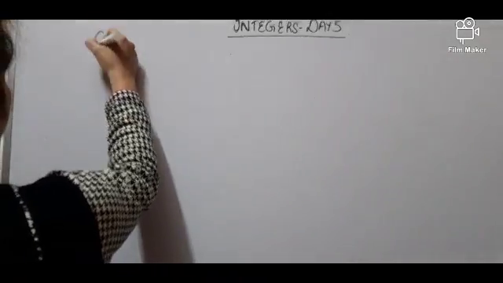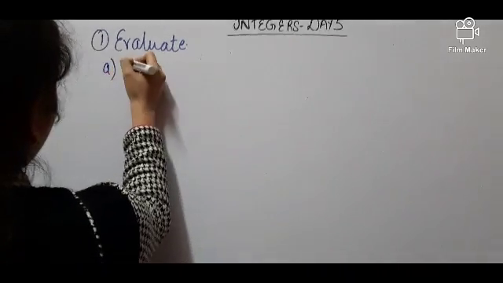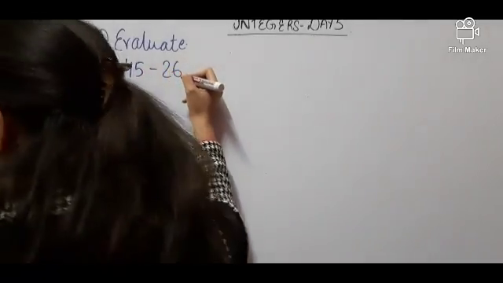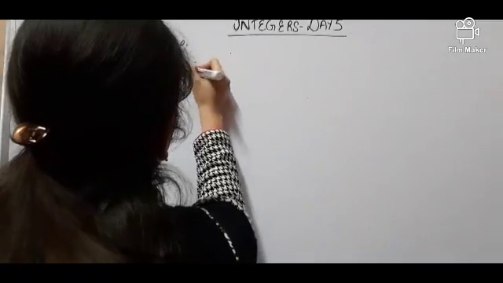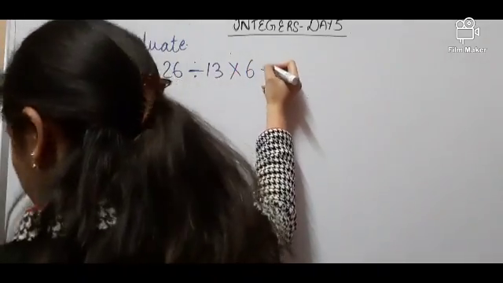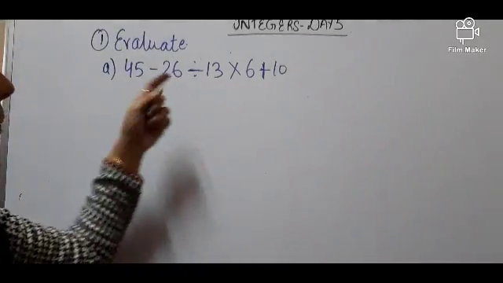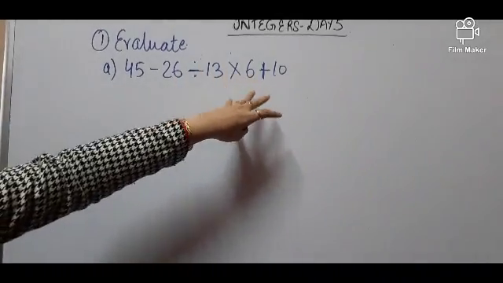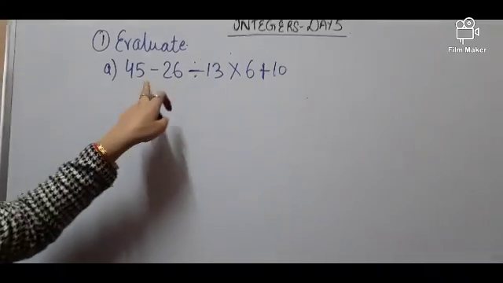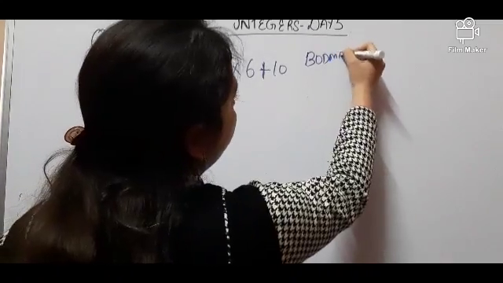First we will do evaluation. We have discussed so many evaluation questions in 4 days. So when you get a question from an IIT book, what is the difference? Basically, you get big terms. So this is the question. Here we have division, multiplication, addition, and subtraction. So by following the BODMAS rule, we will solve it.